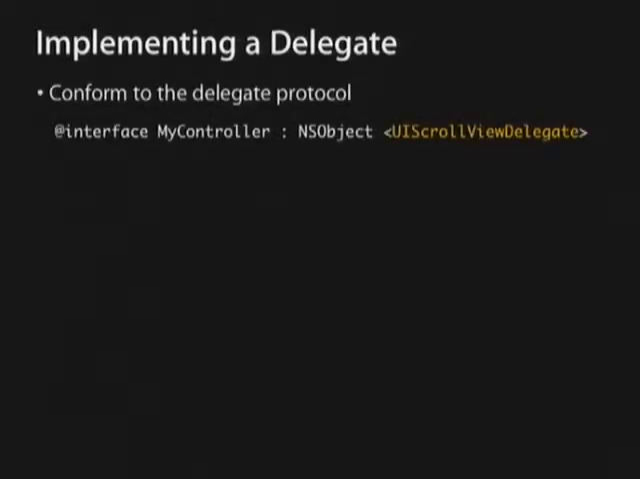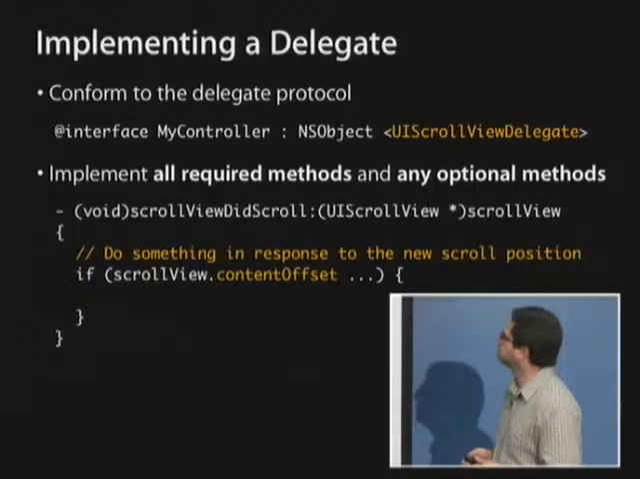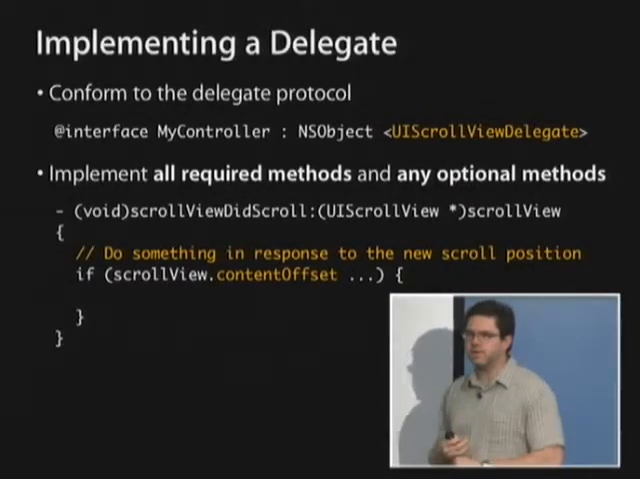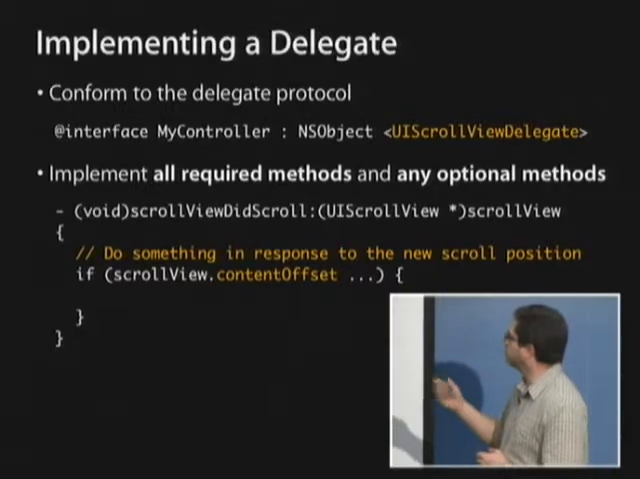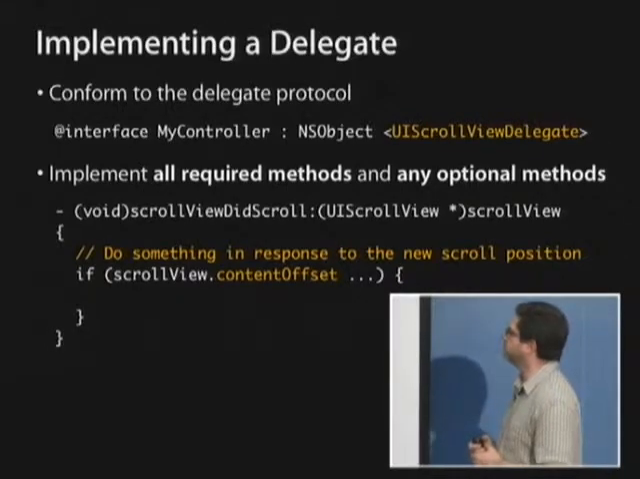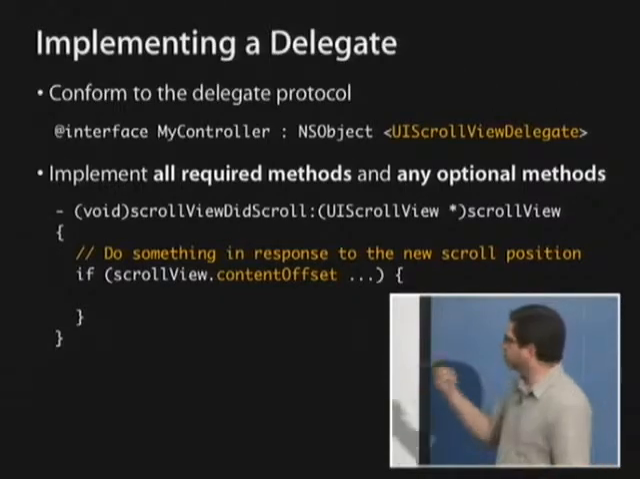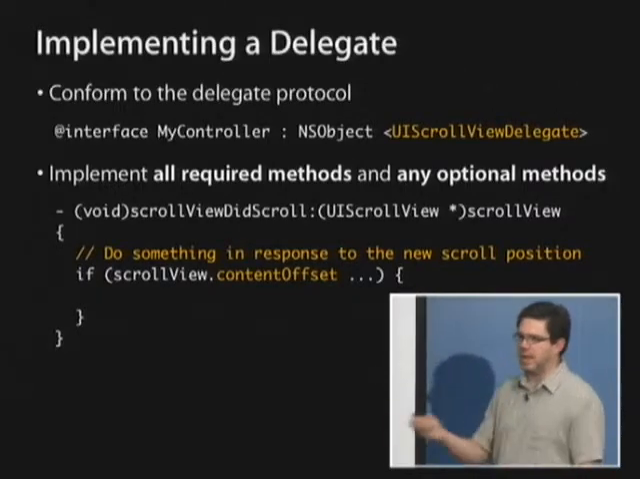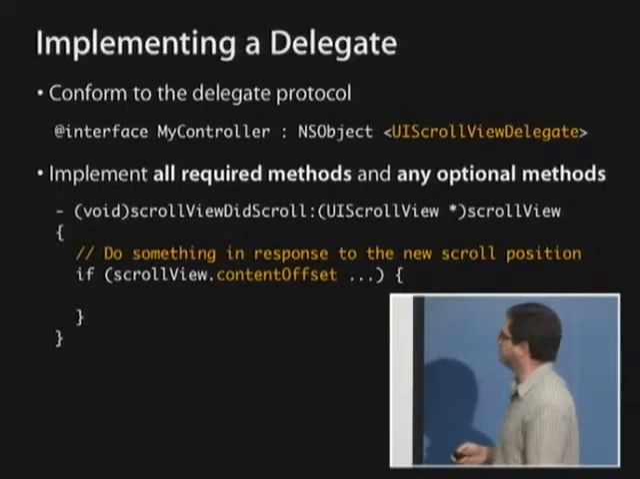So to implement a delegate, you just need to conform to the protocol. That's the syntax for doing that. You have to implement all the required methods and whichever optional methods you like. So in this case, we've added the optional method scrollViewDidScroll, and we can do whatever we'd like at that point. Check the content offset and, for example, add in a subview or take out a view that's not visible anymore.